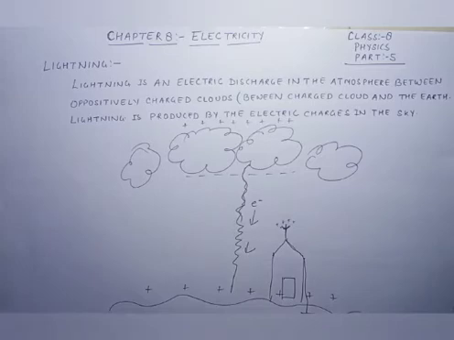Today we are going to start with the same chapter, that is chapter 8, electricity, and a very new topic is lightning. So let us see what is lightning and how does it happen or how does it cause. Lightning is an electric discharge in the atmosphere between positively charged clouds or between charged clouds and the earth. Lightning is produced by the electric charges in the sky.